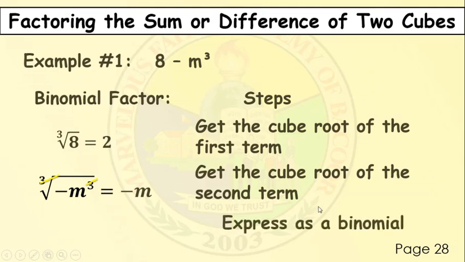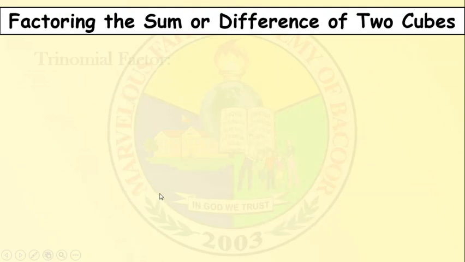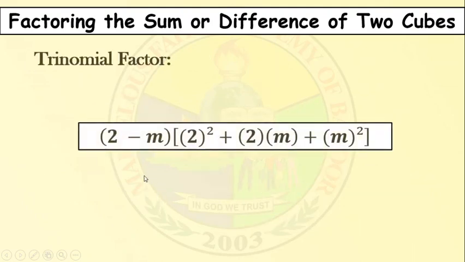Okay? Then, next is express as binomial. Okay? So, yung nakuha nating cube root sa dalawang term natin, express lang natin as binomial. 2 minus m. Okay? 2 yung first term natin and minus m or negative m. Okay? Kasi kanina is negative m dito. Okay? Pero ang binomial expression natin ay 2 minus m. Next, nakuha na natin yung unang binomial expression na natin.